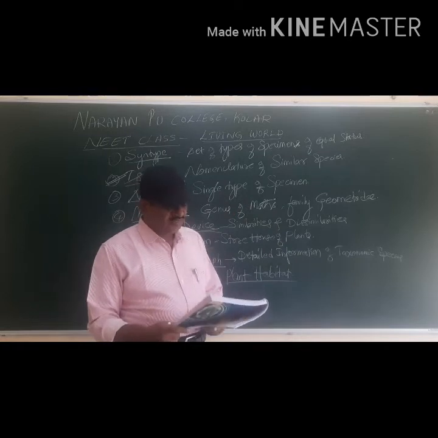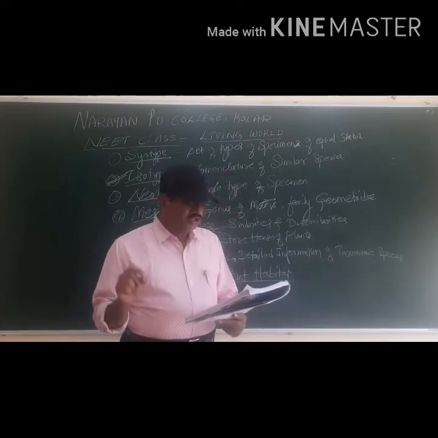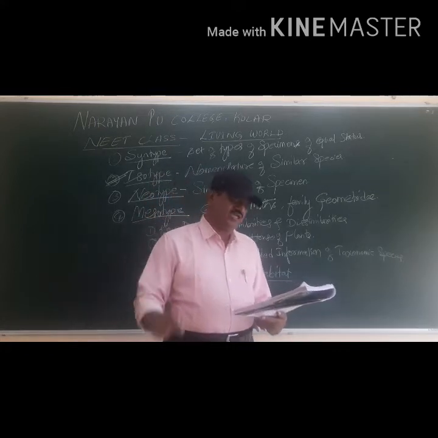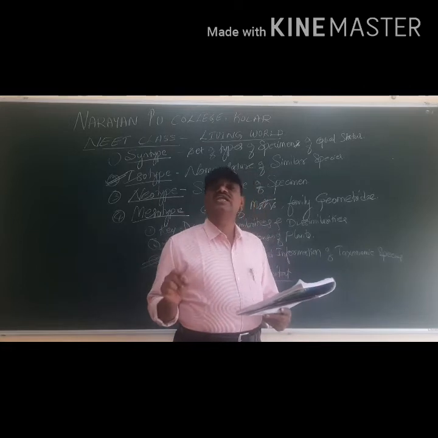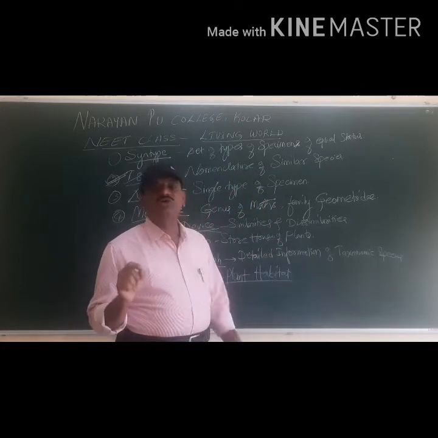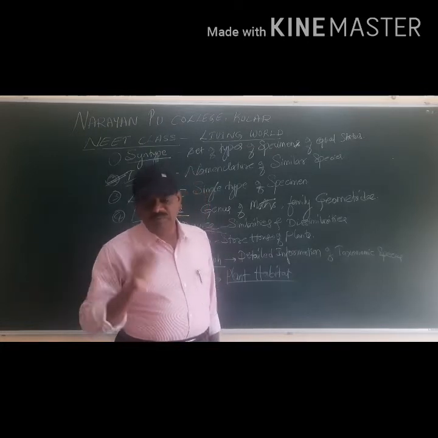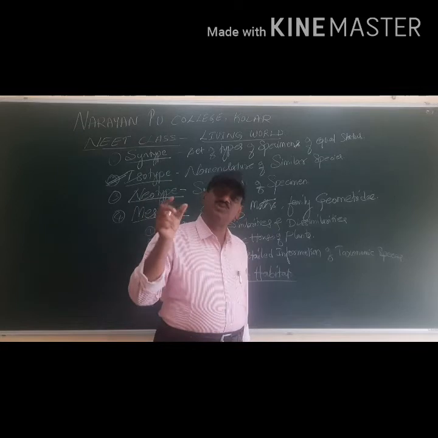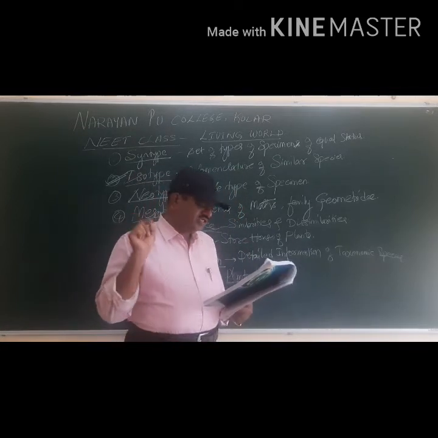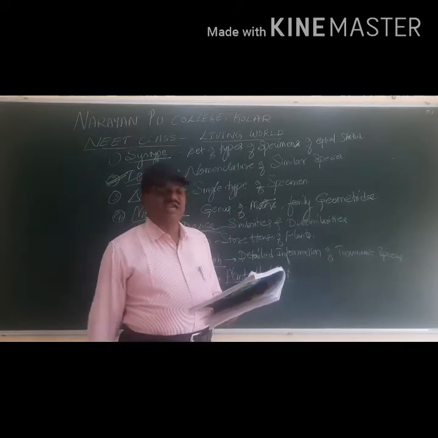So we'll go for the next one. Herbarium is used to store the. First option, animal specimens. Animal specimens are stored in museums. In a museum, plant or animal specimens are stored in bottles in formaldehyde. So it is not the answer. So we go for the second option, live plants.